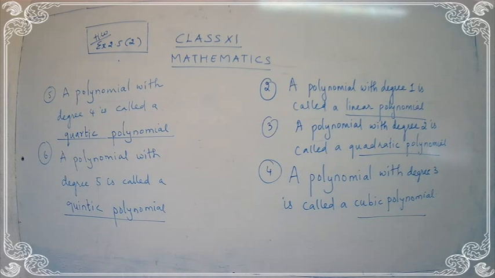A polynomial with degree 3 is called a cubic polynomial, and a polynomial with degree 4 is called a quartic. How do you read it? Quartic, Q-U-A-R-T-I-C, polynomial. The last one, a polynomial with degree 5, is called a quintic polynomial. You just remember the term quintal, 100 quintals, which we use as a measurement. So quintic polynomial. We have covered some of the points under polynomial function.